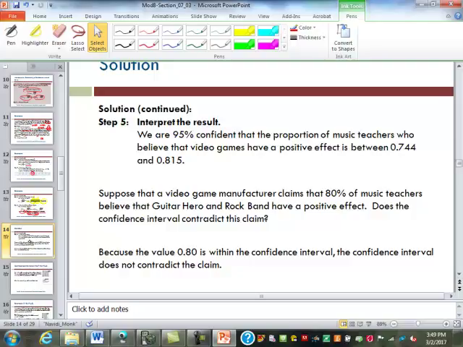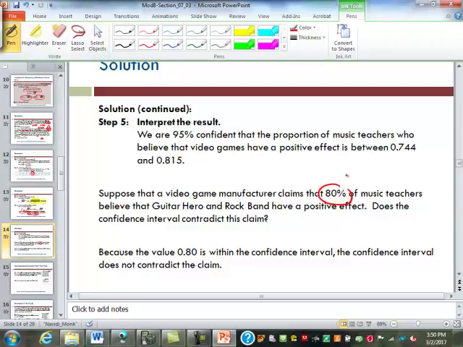Suppose that the video game manufacturer claimed that 80% of music teachers believe that Guitar Hero and Rock Band have a positive effect. Does this confidence interval support or contradict that claim? Well, the confidence interval isn't necessarily able to support a claim, but it can contradict it. If 80% is not in the interval, then the interval would contradict it.